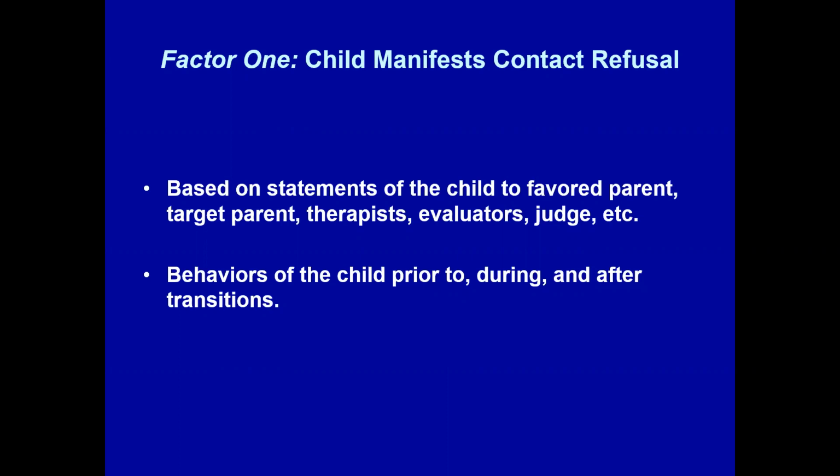I already told you the first one is the child says, I don't want to go see the other parent. And that's fairly easy to establish. Frequently that's the reason why the child comes to the attention of the psychologist or the court or the attorney, that the child doesn't want to go see the other parent. And so that's usually rather obvious. And the child himself will say that, and might say it to several different people.